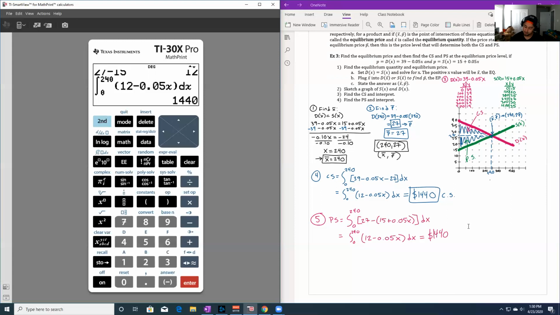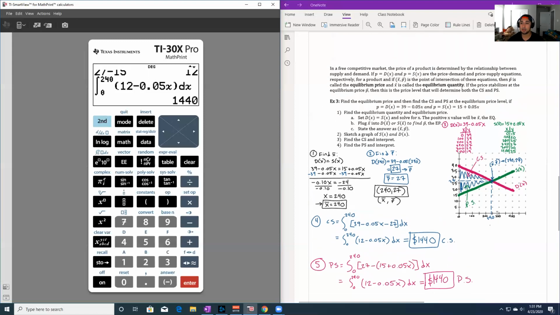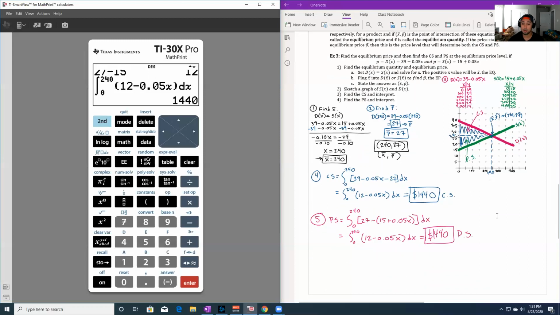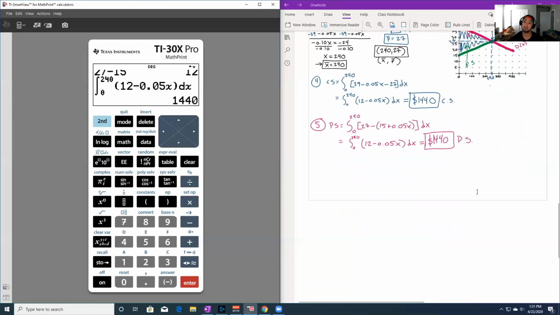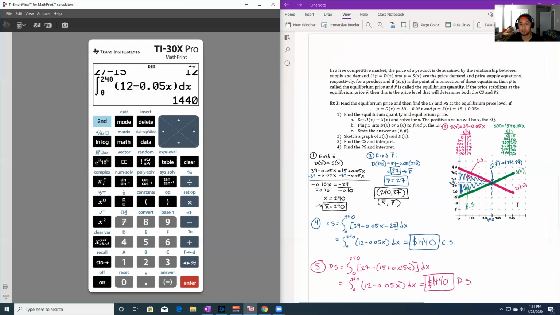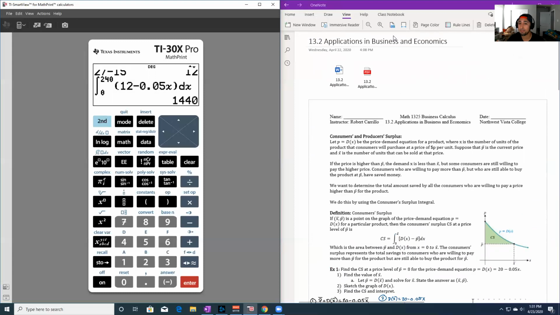Okay. Maybe that's why it's called equilibrium for a reason, right? So if the price is stabilized, then this will determine the consumer surplus and producer surplus. So if it's an equilibrium point, which means they're equal, consumers save $14.40 and producers still gain $14.40. So, win-win. Not bad. Okay, that is 13.2. Yeehaw. Okay, that is all.